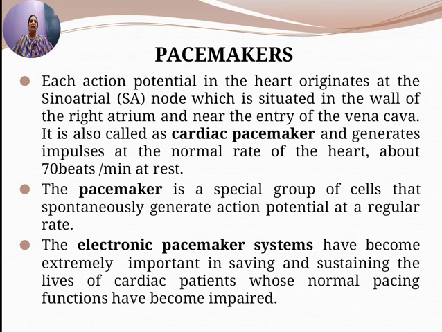It is also called the cardiac pacemaker, and generally it generates impulses at the normal rate of the heartbeat, about 70 beats per minute at rest. These pacemakers are a special group of cells that spontaneously generate action potentials at a regular rate. In a normal human, they produce 70 beats per minute.